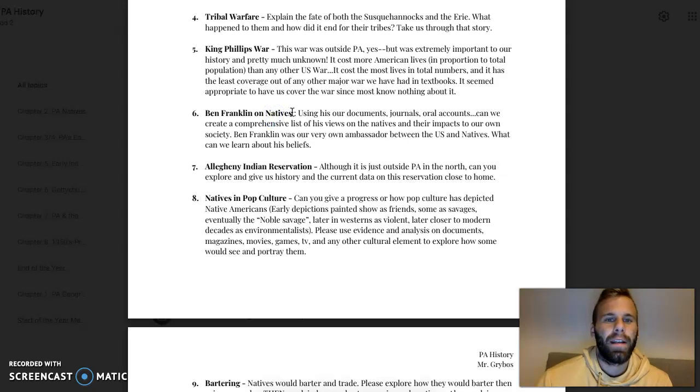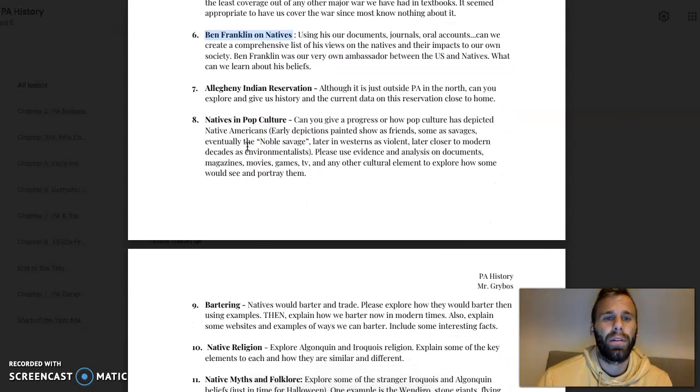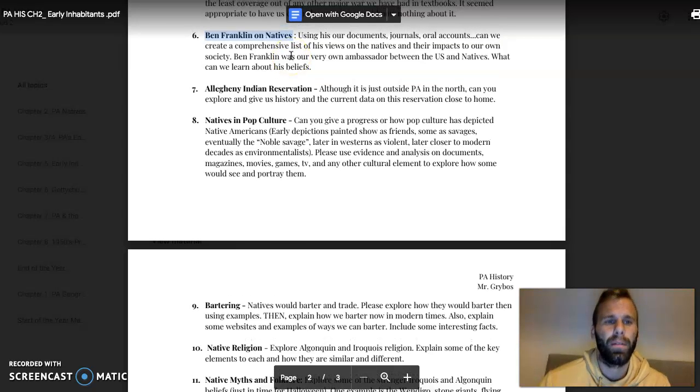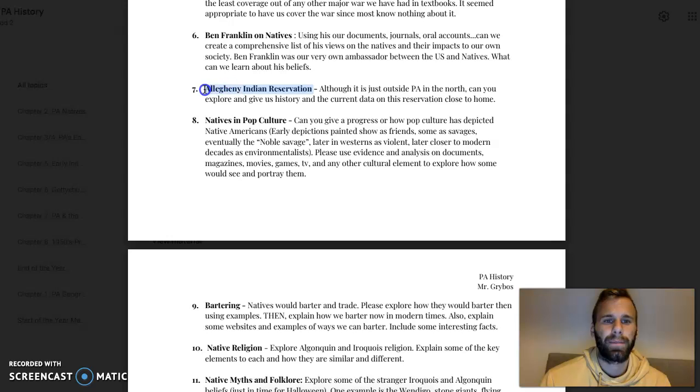Ben Franklin on natives, huge admirer. He was our ambassador to their nation. So just take some notes on what he talked about, his journals, what he wrote about, the impacts to our own nation because of him and working with the natives. I think you'll find it very interesting.